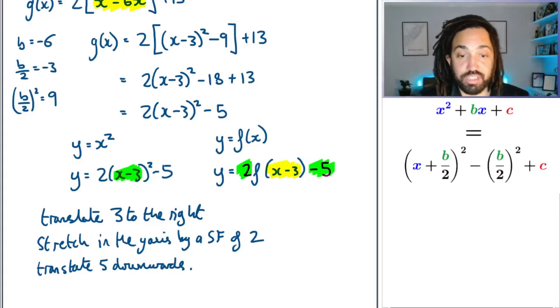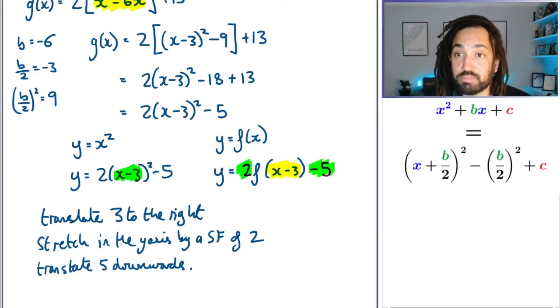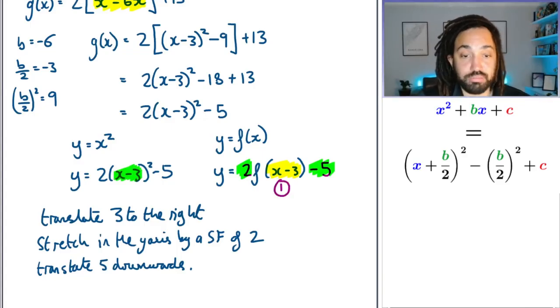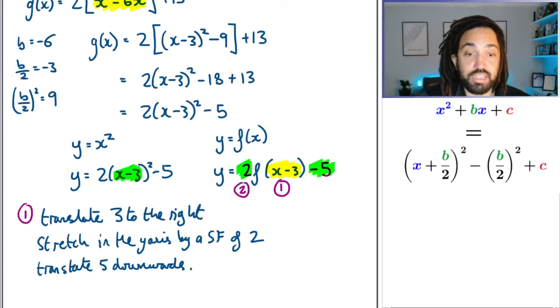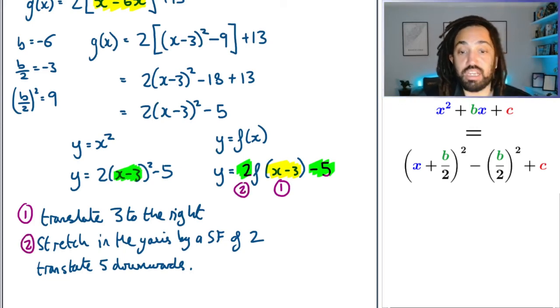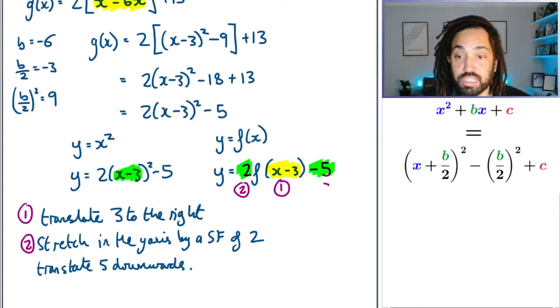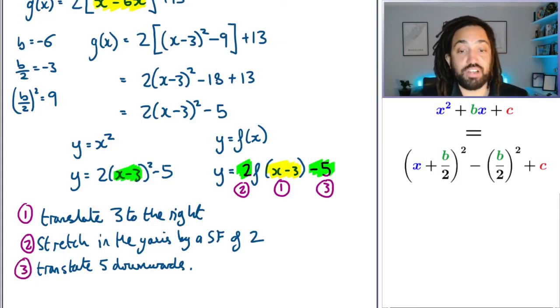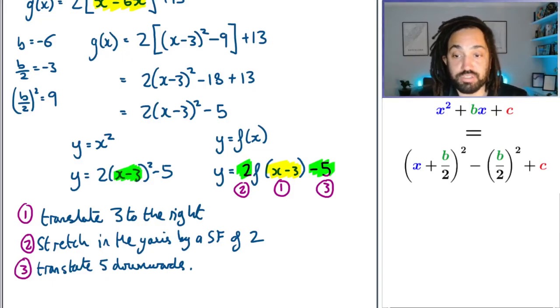Okay, so there we have it. The first thing is the fact that it's x minus 3. That translates it 3 to the right. The 2 there stretches it in the y-axis by a scale factor of 2. And finally, the minus 5 translates it 5 downwards.